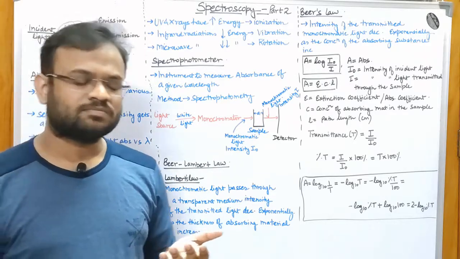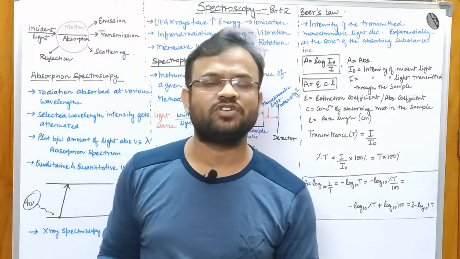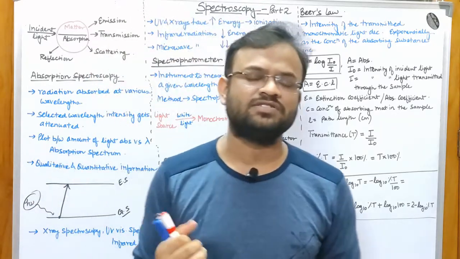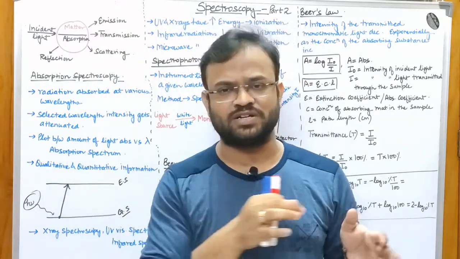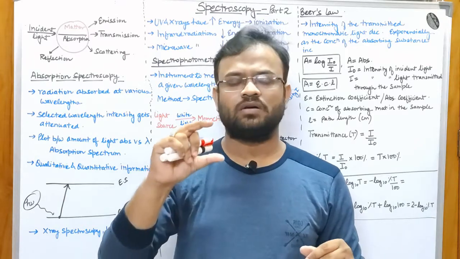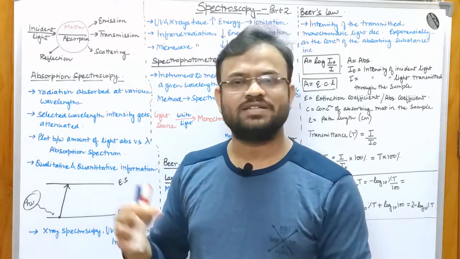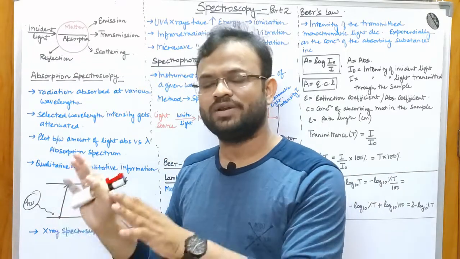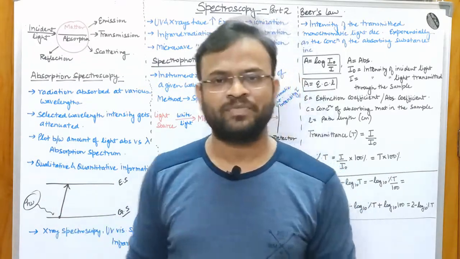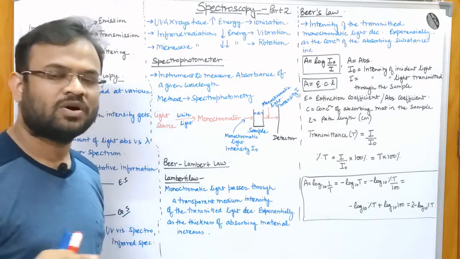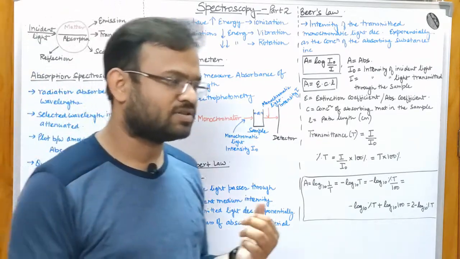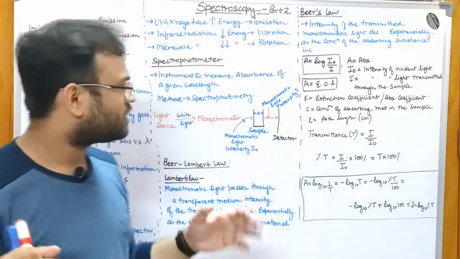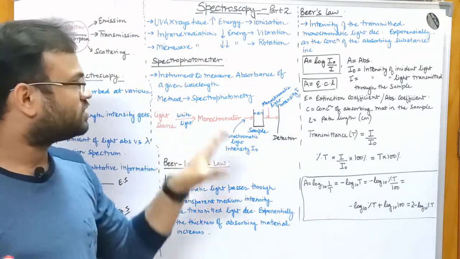What is the use of this? Depending upon the absorbance, you can determine the concentration of the material that is present inside your cuvette. Once you know the absorbance, you can easily calculate the concentration. This is very easy. We would talk about how you can calculate the concentration using a spectrophotometer some other time, but I believe you would have understood this.